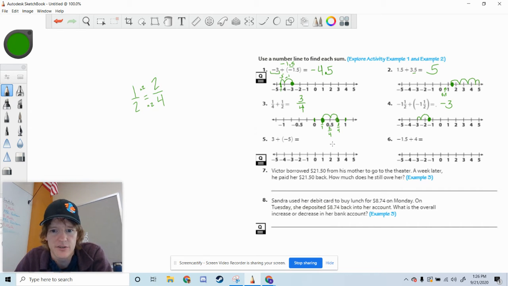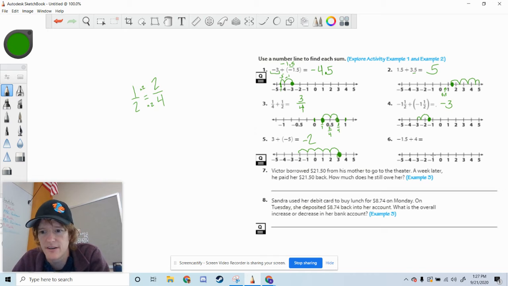Number 5, we're starting at 3. And we're adding, which usually means to the right, but it's negative, so it's the opposite of adding to the right. We're going to add to the left by 5. 1, 2, 3, 4, 5. -2.